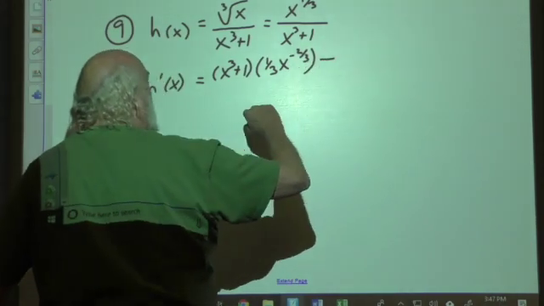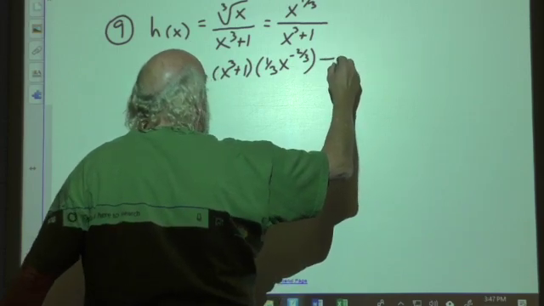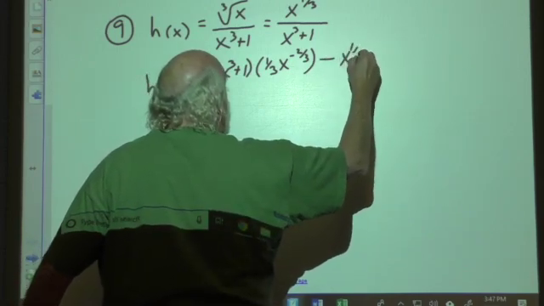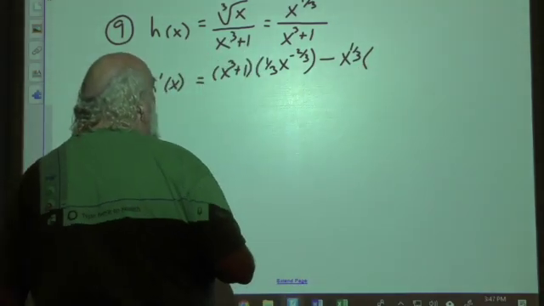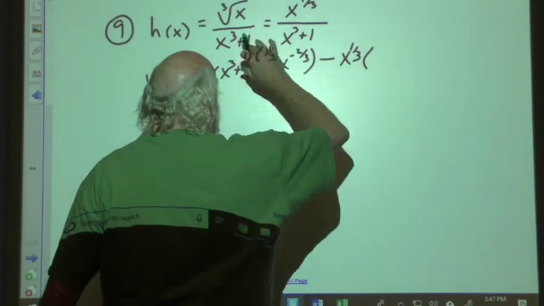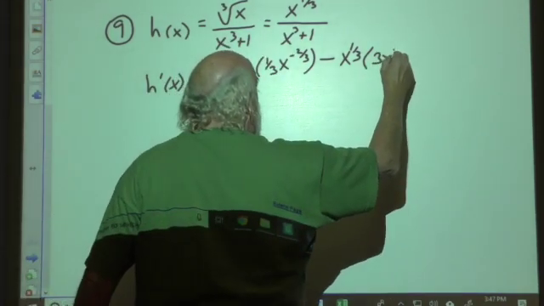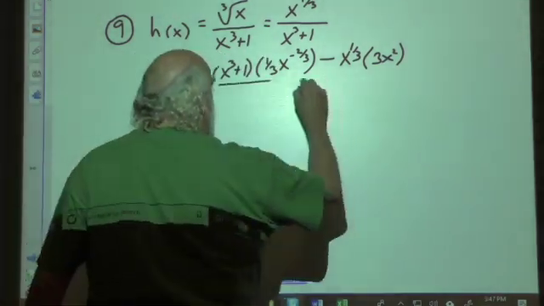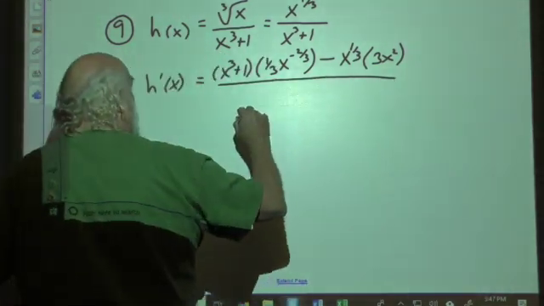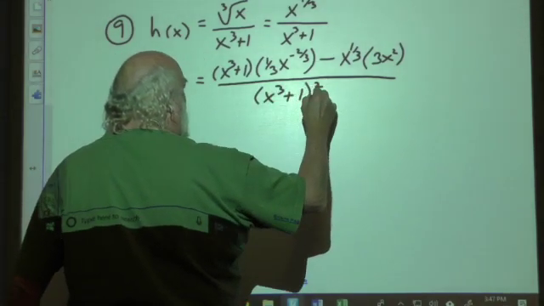minus, and now we put x to the 1/3 here, times the derivative of x cubed plus 1. So the derivative of x cubed is 3x squared, and 1 drops out. And we put all that over x cubed plus 1 quantity squared.